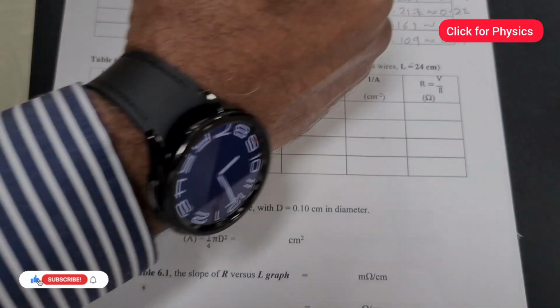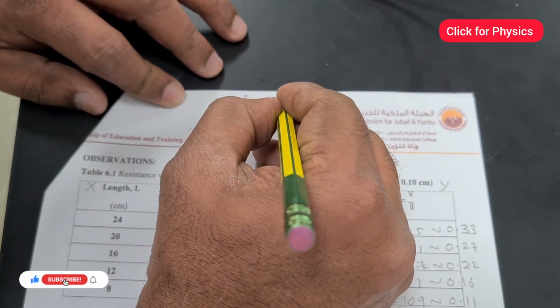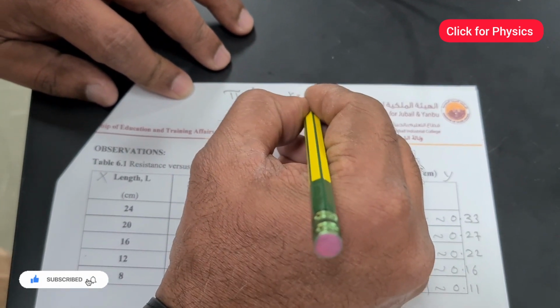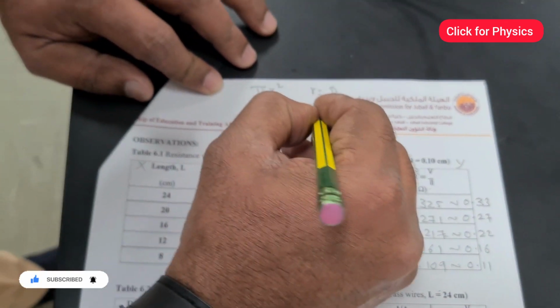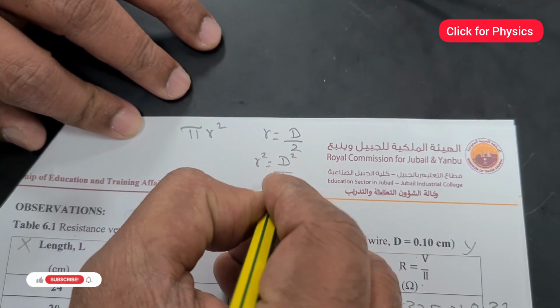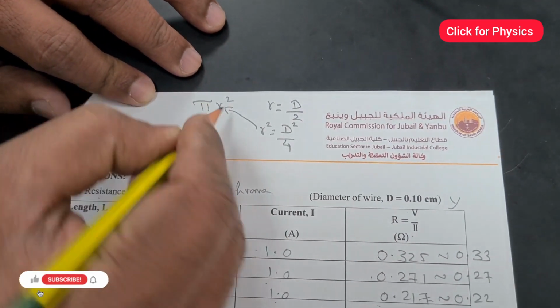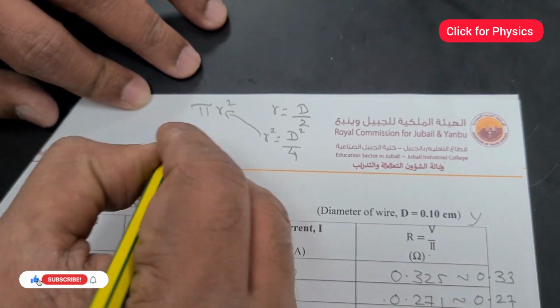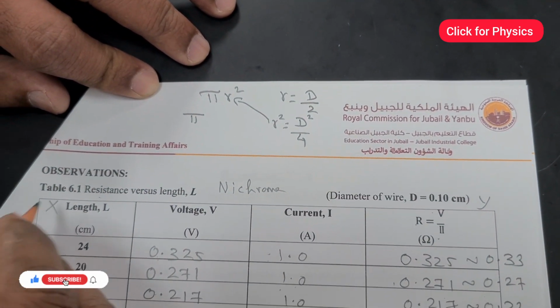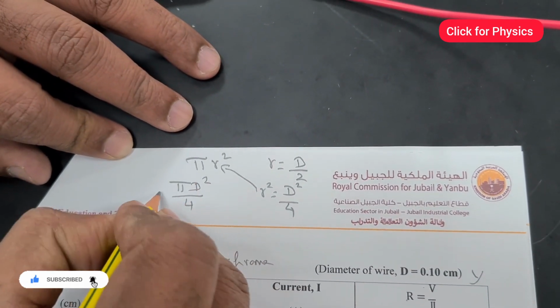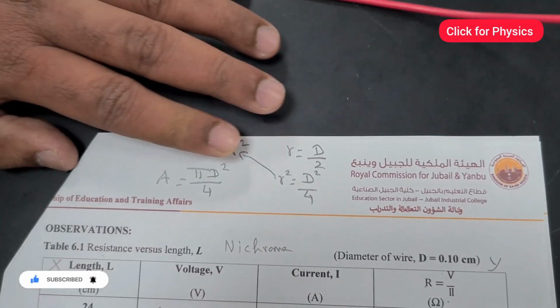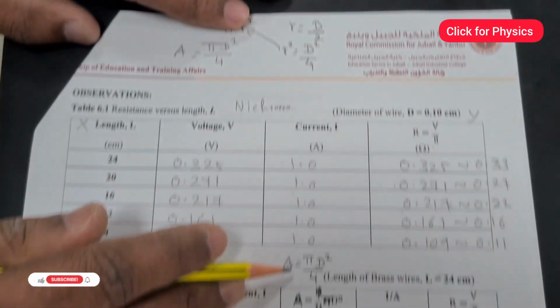So how can we convert? You can see here, as we already know, radius is equal to diameter divided by 2. Therefore radius square is equal to diameter square over 4. So when you take this value and substitute here, we can modify the equation for the area of the circle in terms of diameter as pi d square over 4. So that will be the formula, and that formula is written here.